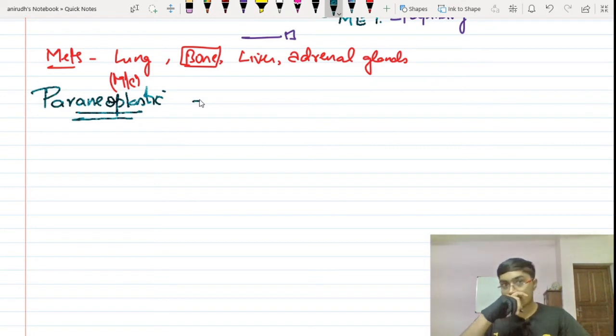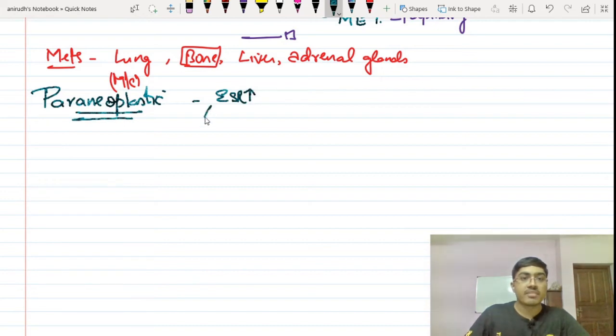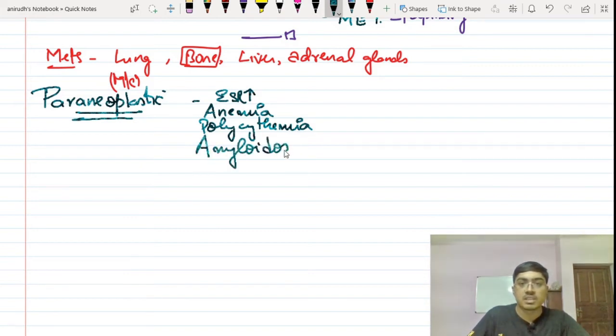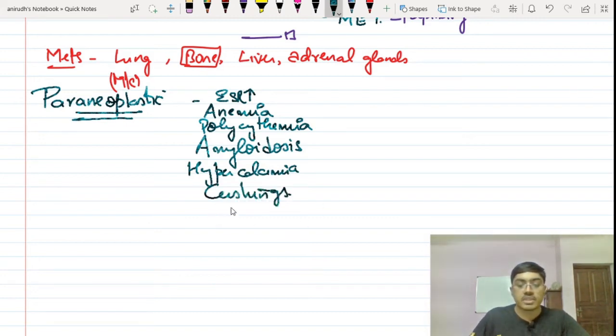The paraneoplastic syndromes are so many in number. Let us enlist them. First of all, ESR can be high. You can have anemia. We can also have polycythemia. This is paradoxical. Normally there is anemia, but in some patients paradoxically we can see polycythemia. You can have a leukemoid reaction. You can have amyloidosis. You can have hypercalcemia. We can have Cushing's. So these are the things which are involved here. You can have hepatic dysfunction.